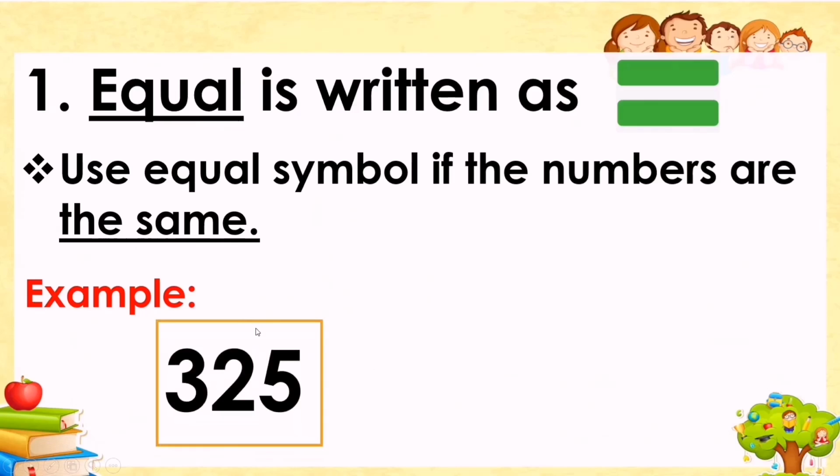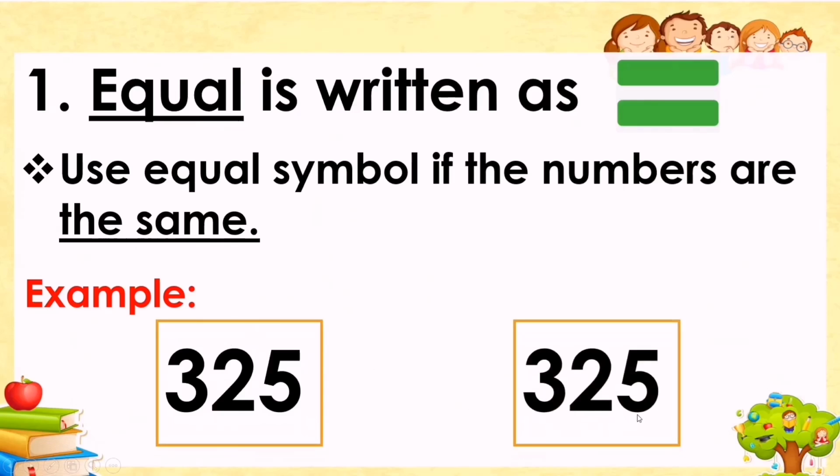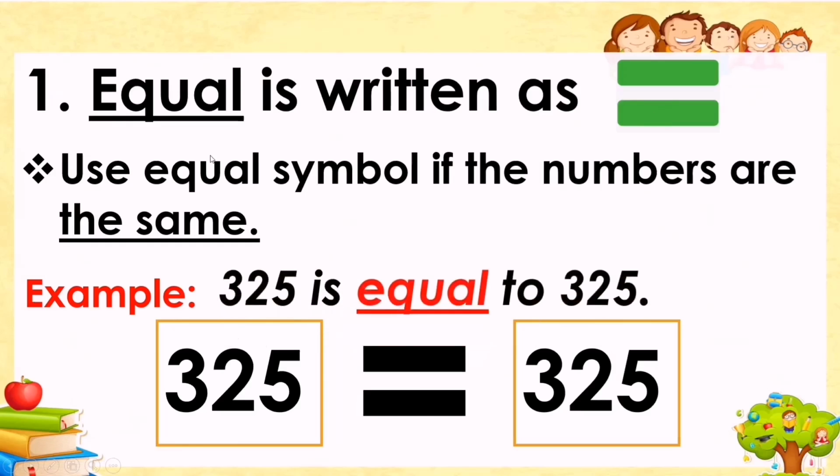So if we have here number 325 and 325. Okay, so if you are going to compare these numbers, they are the same, right? Okay, so you are going to use what symbol? Okay, equal symbol. So you can say that 325 is equal to 325. So again, if the numbers are the same, you are going to use equal sign.